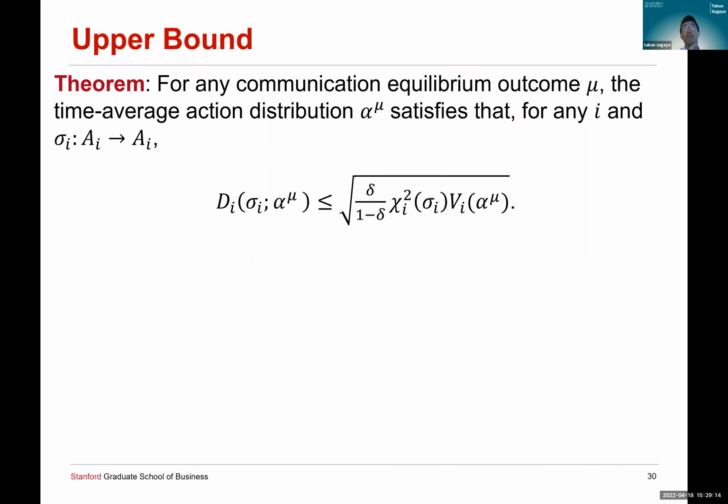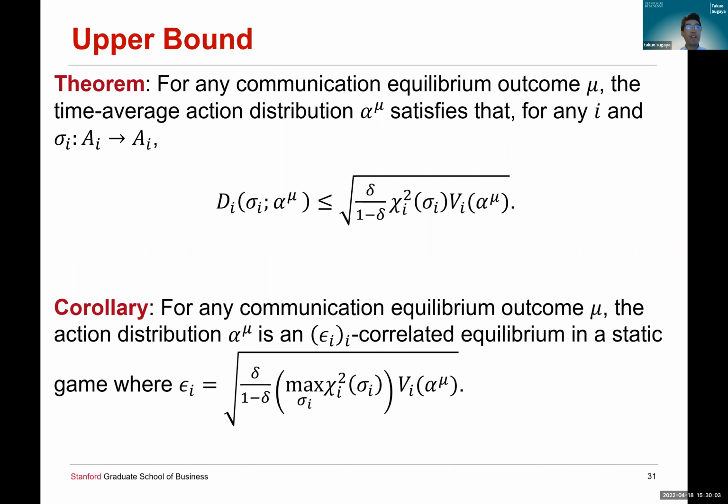Okay, good. So then here's the theorem. For any communication equilibrium outcome mu, the time average action distribution, so this is the occupation measure that we defined a few slides ago, satisfies the following inequality. For any player and any deviation, in a sense it's in a static game, if we calculate a deviation gain in a static game where the mediator recommends actions according to alpha mu, that must be no less than the square root of delta divided by 1 minus delta, times chi squared, and the variance of alpha mu. Okay, so this is one version.